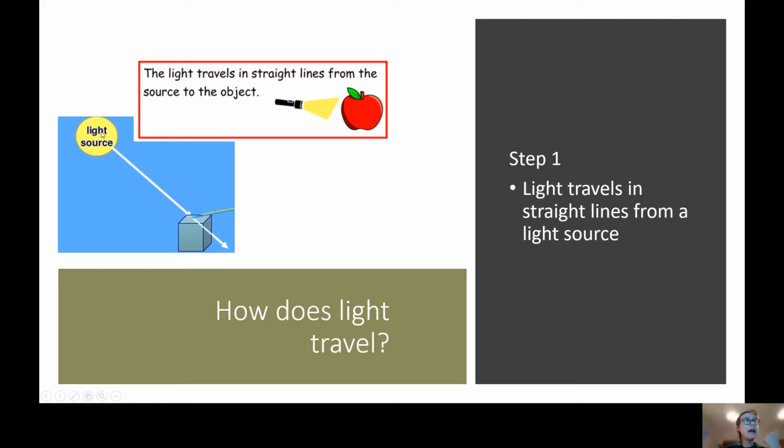Here we have the sun being a light source, and it travels in a straight line from the sun to this box. And here the light source is what? It's a torch, and it's traveling straight from the torch to the apple. That is step 1. Question for you. Does light travel in a wavy, curly, round line, or does it travel in a straight line? Yes, light travels in a straight line.